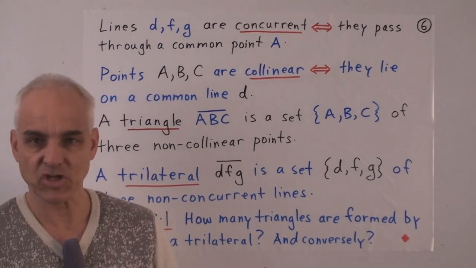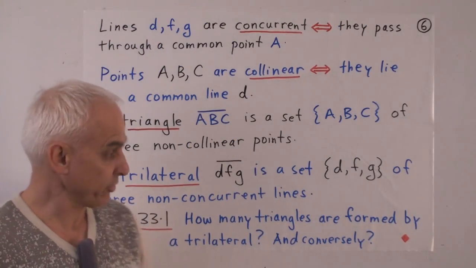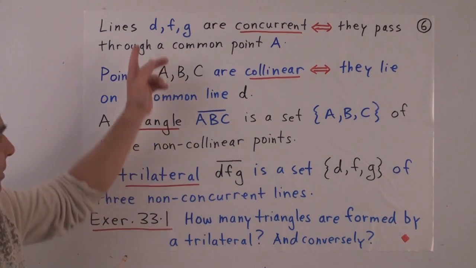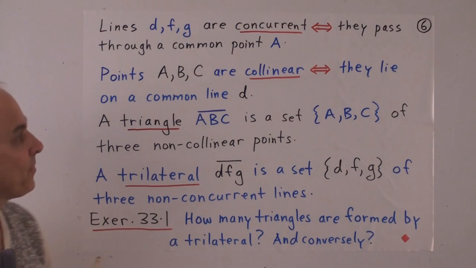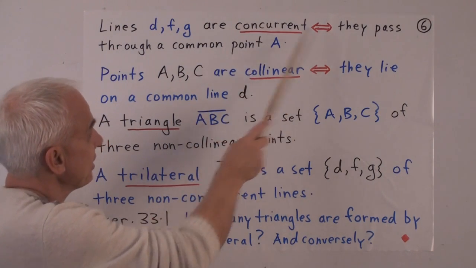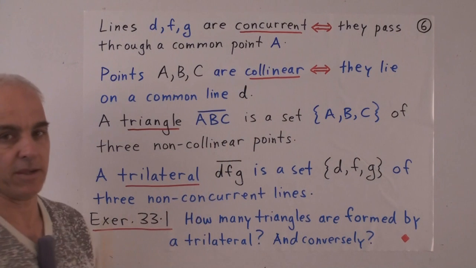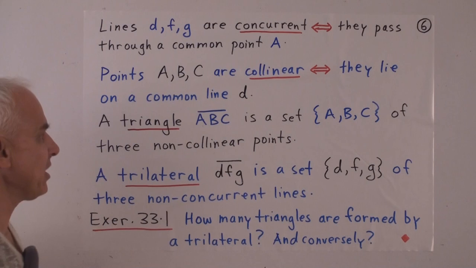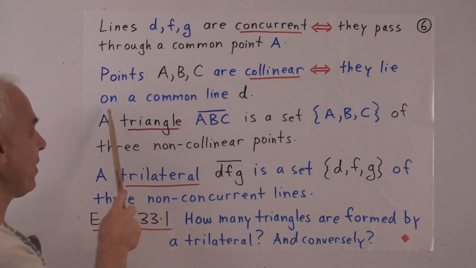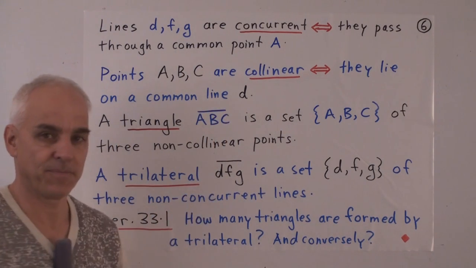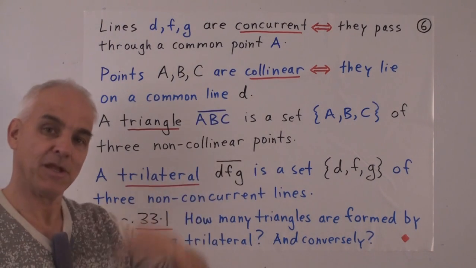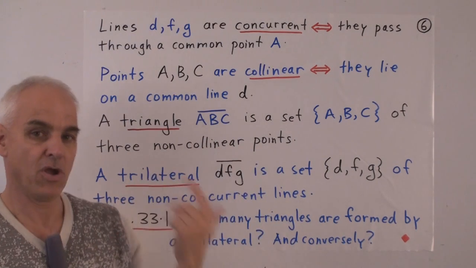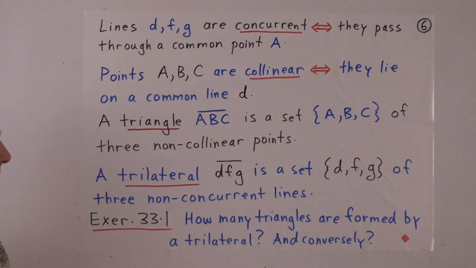A few more useful definitions that are pretty well the same as they are in Euclidean geometry. We can say that 3 lines D, F, and G, say, typically I'll use small letters for lines, are concurrent precisely when they pass through a common point, say A. And 3 points, capital A, B, and C, are collinear precisely when they lie on a common line, D. So line here means line in the sense of great circle. So 3 points which lie on a great circle are called collinear.